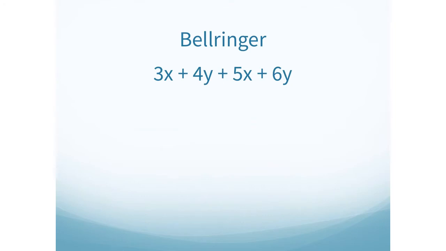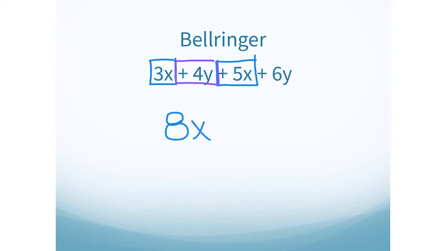On our last bell ringer, we have 3x plus 4y plus 5x plus 6y. Again, going back to combining like terms that have the same variable. 3x plus 5x. They have the same variable. And if I combine them, I get 8x. But now I have a +4y and a +6y. And I want to combine those.